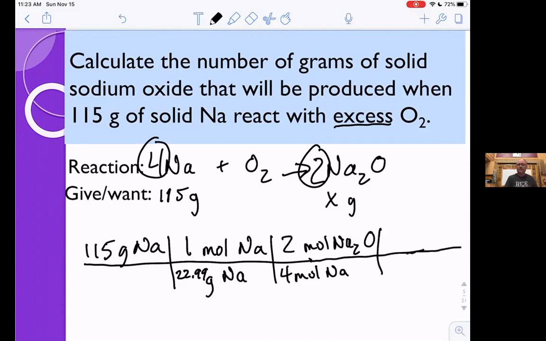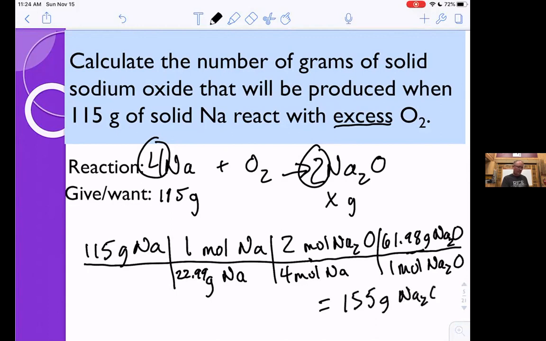I'm going to continue my line, draw another line. And what I want to end up with is grams. And at this point, I would have moles of sodium oxide. So what I'm going to do is convert from moles of sodium oxide to grams of sodium oxide. And if I add 2 times 22.99 and then 16.00 for my oxygen, I get 61.98 grams of sodium oxide, Na2O. And I would get my answer. If I multiply across the top, multiply across the bottom, divide the 2, I end up with 155 grams of sodium oxide produced.